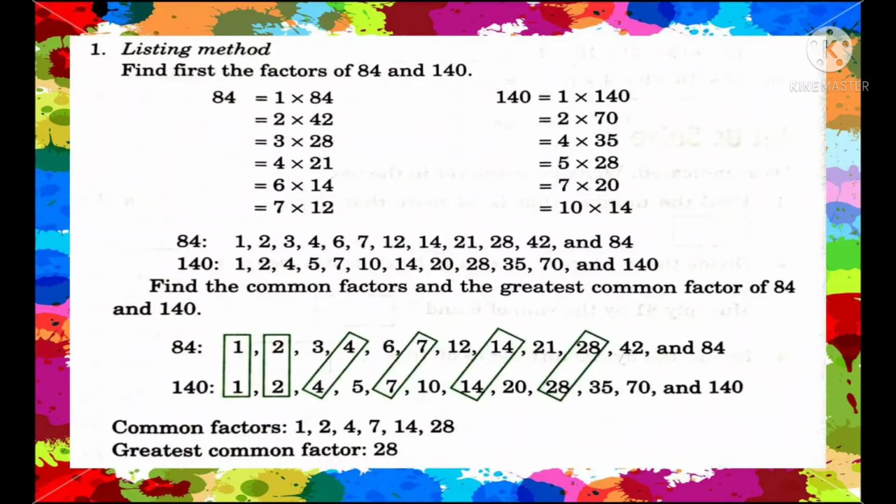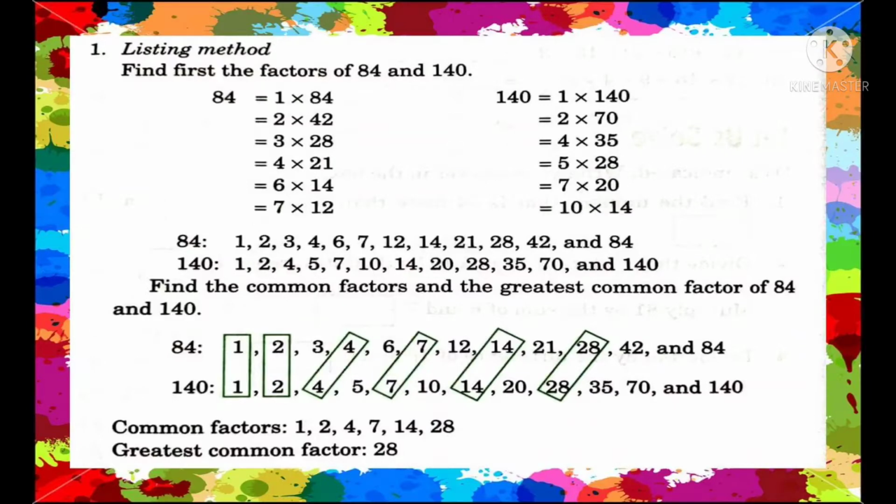So, listing method. Find first the factors of 84 and 140. So, meron tayong gagawing listahan ng factors ni 84 at listahan ng factors ni 140. Then, susunod natin gagawin, find the common factors and the greatest common factor of 84 and 140.